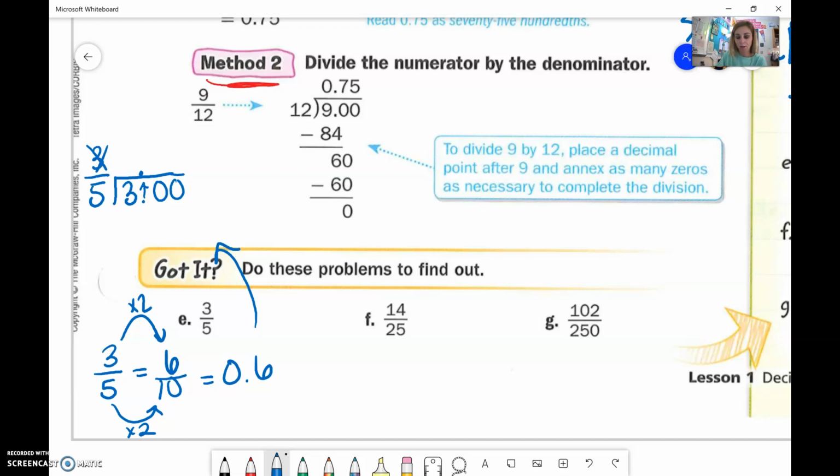If I have 3, can I make a group of 5? Nope. If I have 30, can I make a group of 5? Yep, I can make 6. Do I have any left over? Nope, I'm done. 0 and 6/10. Voila! It's amazing. Okay, it's math, guys.